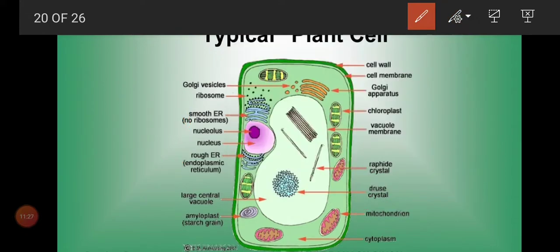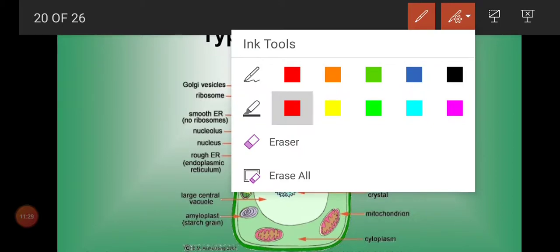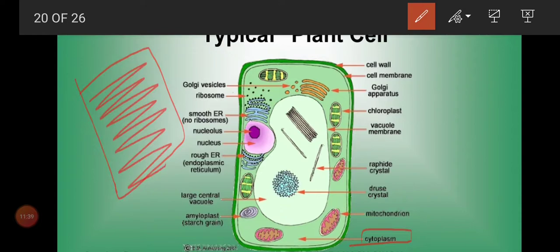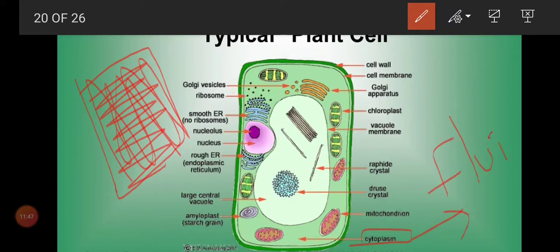Next we'll move on to the next important part, cytoplasm. So what is cytoplasm? Imagine the cell. This is your cell, and the cell is filled with a fluid-like substance. Not a solid, a fluid-like substance. That fluid we call cytoplasm. So what is cytoplasm? A fluid.